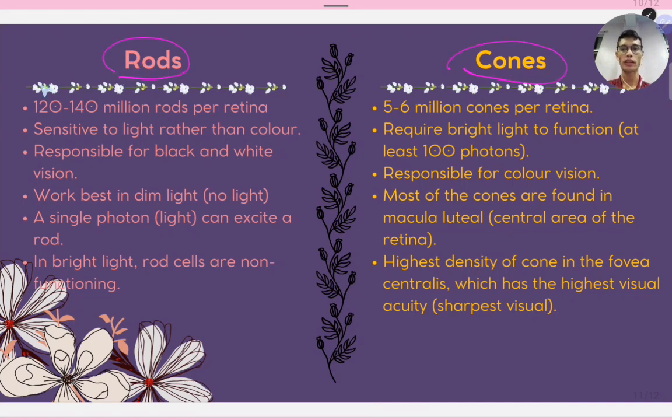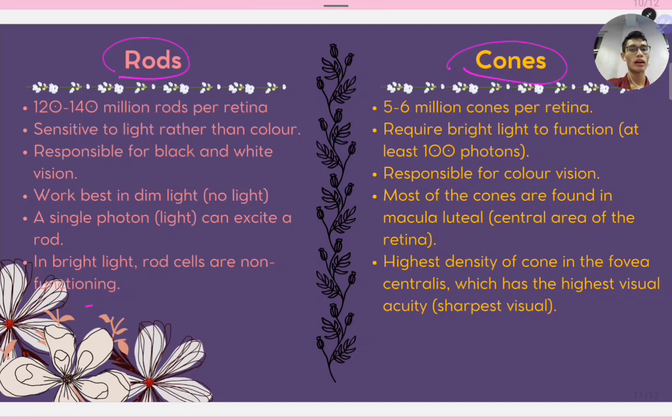For the rod-shaped cells, there are 120 to 140 million rods per retina, and they are sensitive to light rather than color. Rods are responsible for black and white vision, meaning they work best in dim light or no light at all. A single photon can excite a rod. In bright light, rod cells are non-functioning.